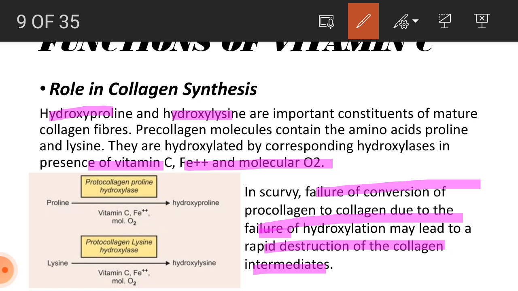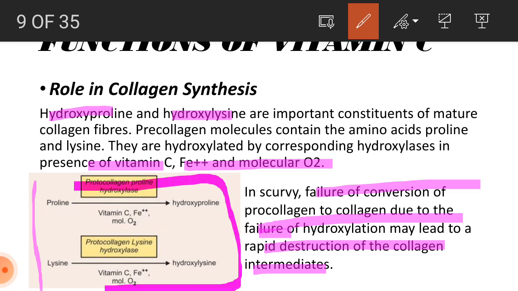So in cases of scurvy, if there is failure of conversion of procollagen to collagen due to the failure of hydroxylation, it may lead to rapid destruction of the collagen intermediates. This is the way it has been shown, the conversion of proline to hydroxyproline and lysine to hydroxylysine. And vitamin C plays a major role in this.